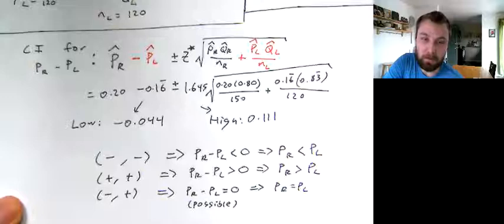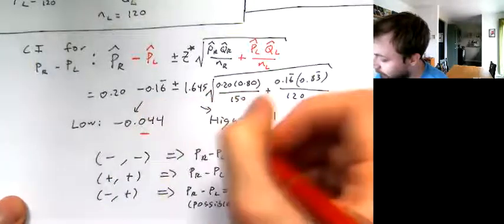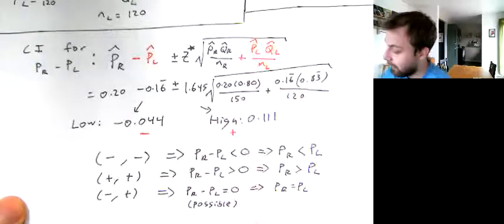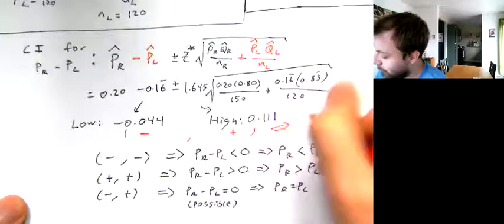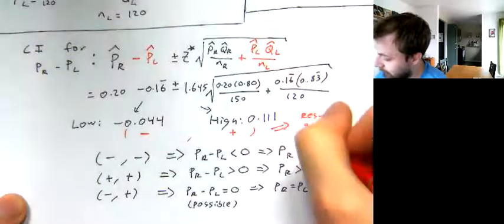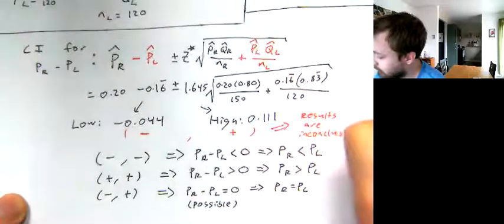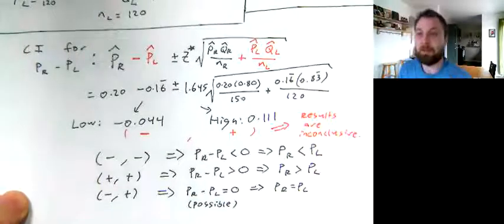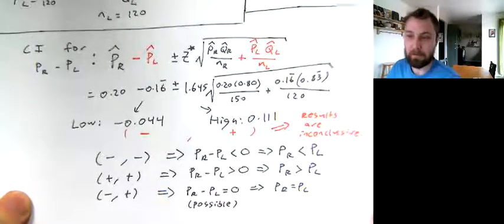Looking at my interval, I'm noticing that I have a negative for the low value and a positive for the high. So I'm in this negative positive situation, which tells me that my results are inconclusive. If my results are inconclusive, that tells me that I do not have statistical evidence to indicate that I'm better at batting with my right-handed versus my left-handed. In fact, I'm not that great at baseball altogether. I have a low success rate for both hands there.